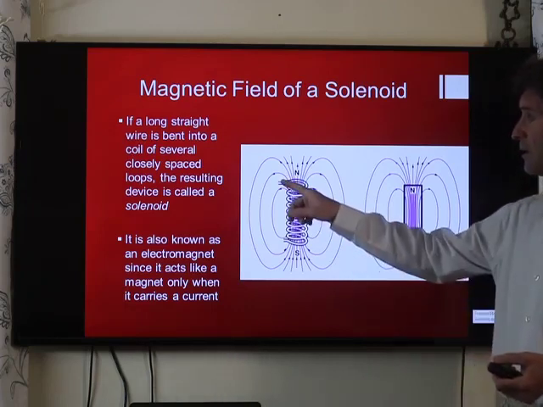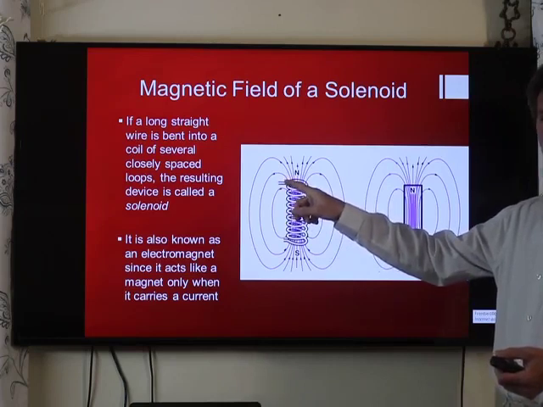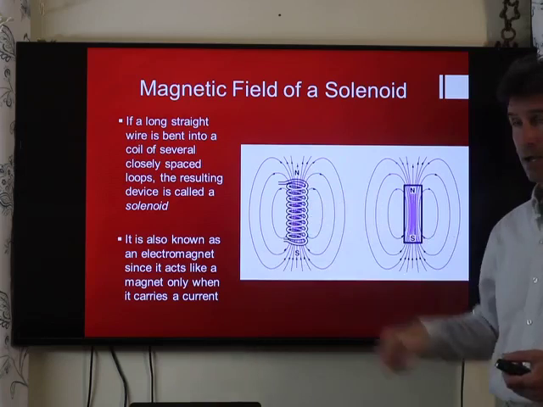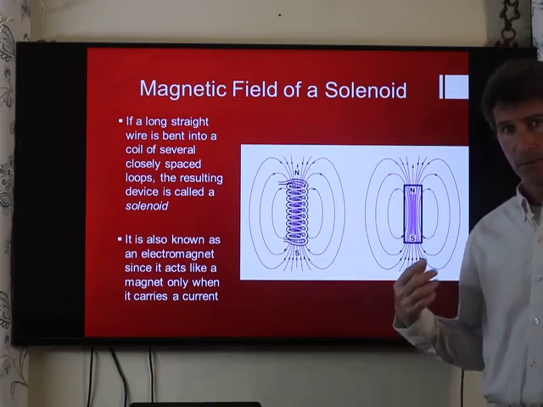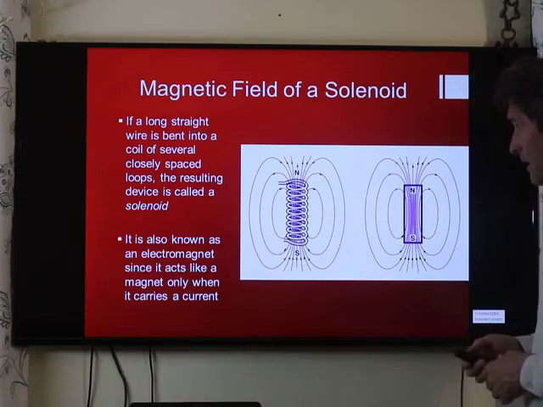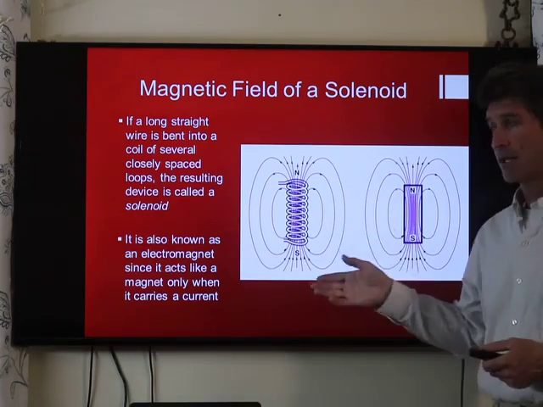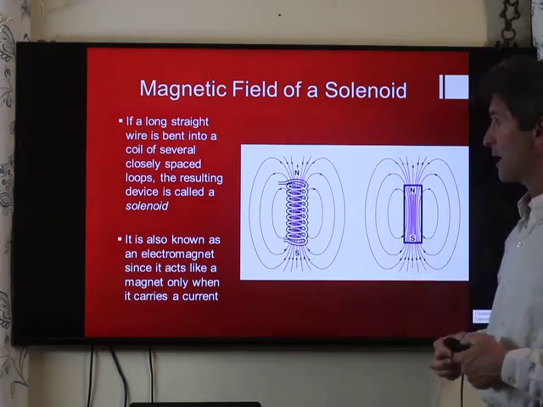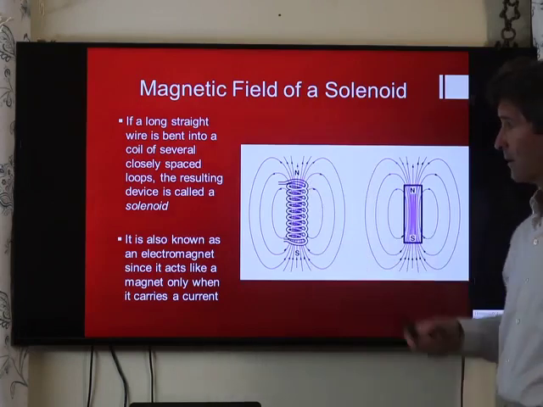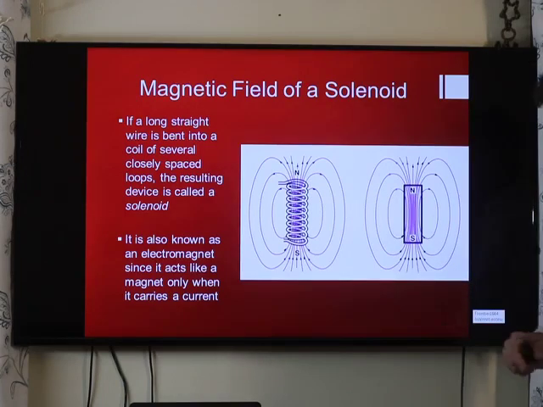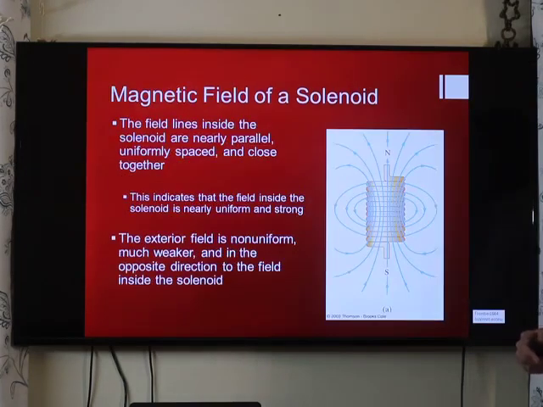Instead of sending one loop of current around and then back, we send it around and around and around several times, and we get a multiplicative effect here and a much stronger magnetic field. The interesting thing is, with these solenoids, these cylindrically shaped coils of current, their magnetic field actually looks very much like the magnetic field we get from a bar magnet.